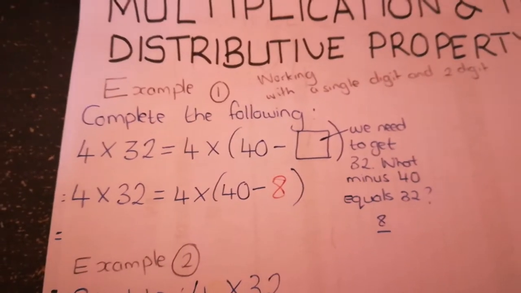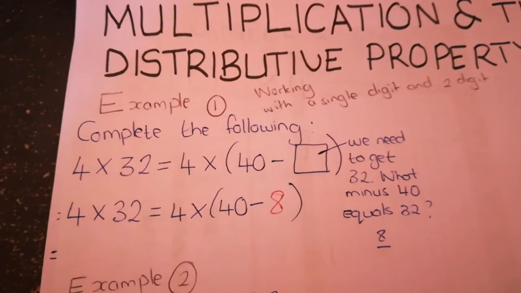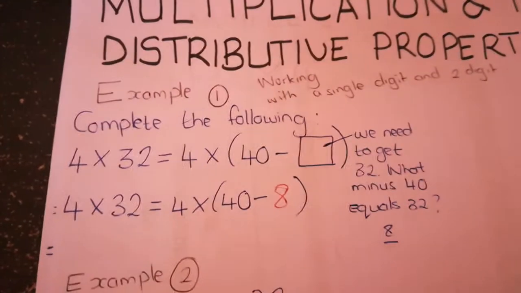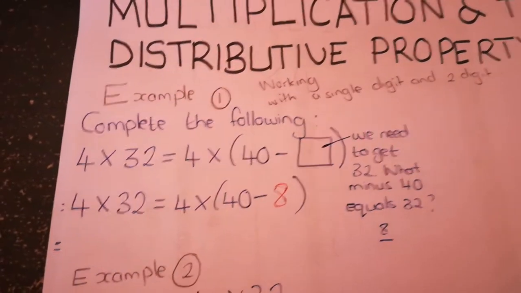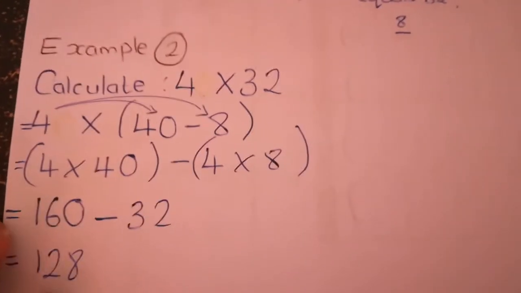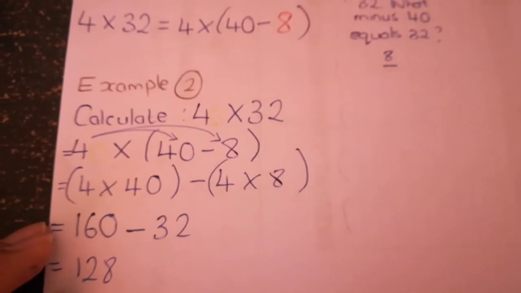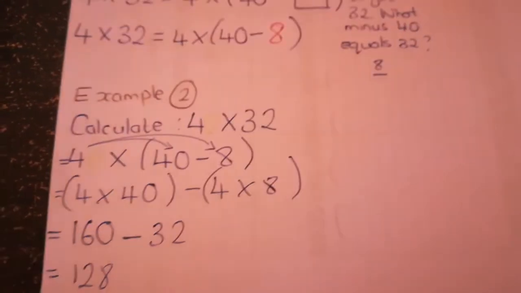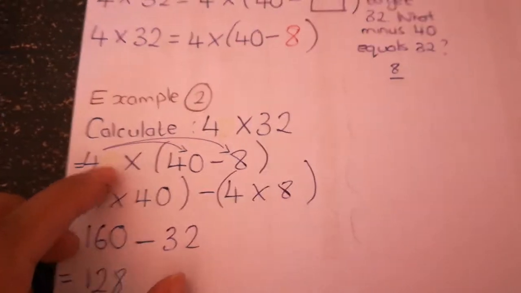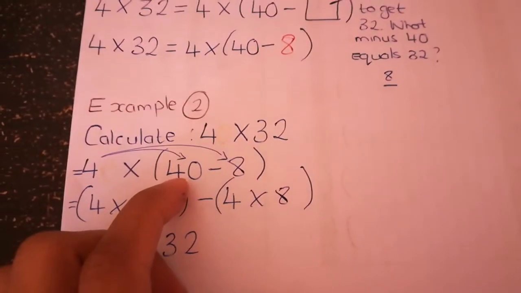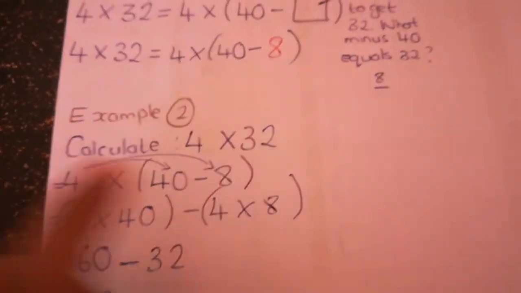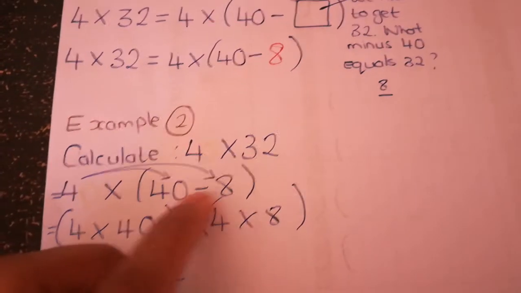Okay. Now, that's just completing the following. We are just filling in the blank space. Now, in the next example, we are going to work it out. So let's look at the next example. It says calculate 4 times 32. Because we are working with the previous example, we are using the same answer that we got. We are breaking 32 up into 40 minus 8.